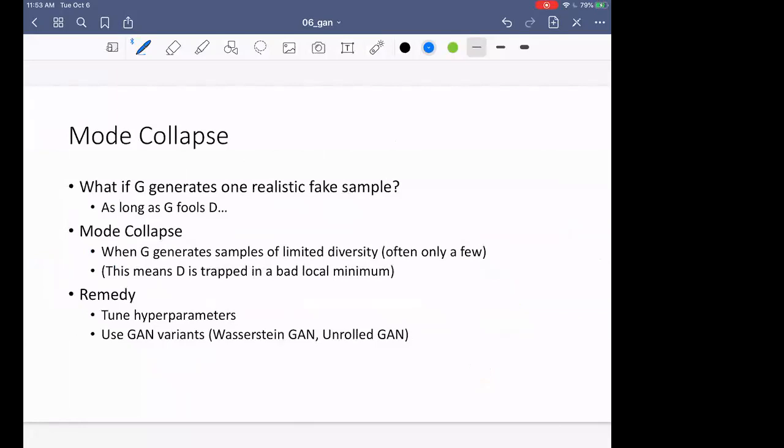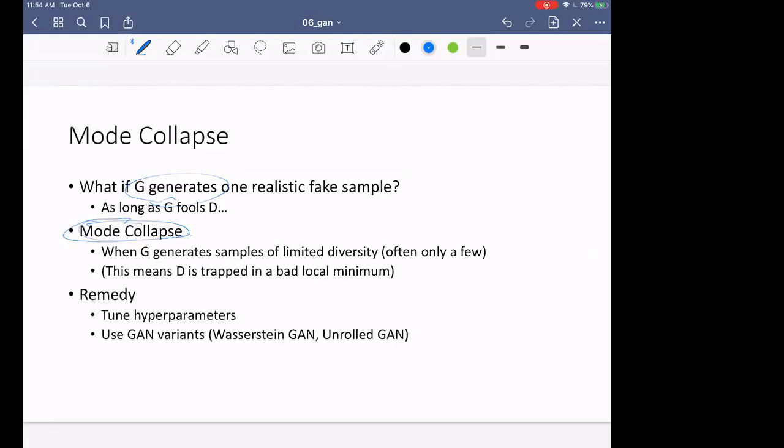And there's something called mode collapse that you should be really familiar with when you're dealing with GAN. Because it's an adversarial game between G and D, what if G generates one very realistic fake sample that can always fool D all the time? For G, as long as G can fool D, it doesn't really matter whether it generates diverse examples or just one very realistic sample. So this often happens. This is called mode collapse.